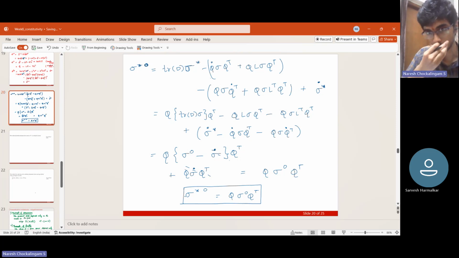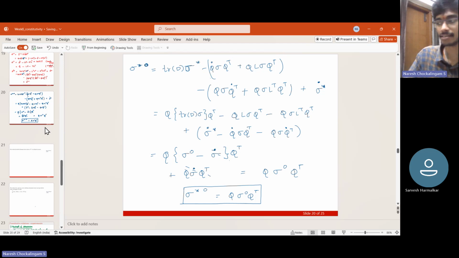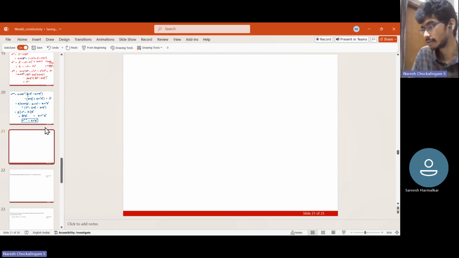Okay. So yeah, this proves the objectivity of a certain stress rate. Similarly, there are other stress rates which we couldn't cover last time. I hope this time we can. There is something called the Oldroyd stress rate, which doesn't have the trace of D times sigma. The Oldroyd stress rate is defined as sigma with a filled circle, which is just sigma dot minus L sigma minus sigma L transpose. You don't need to memorize this stuff. It is just that they are used in constitutive relationships.